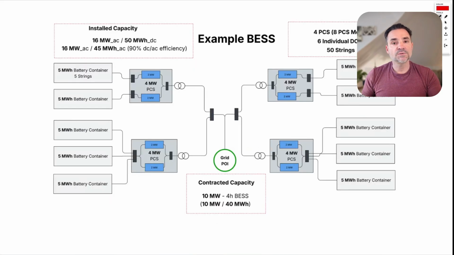So to look at the full plant, we're going to take an example here of a BESS with 4 PCS and 10 containers.